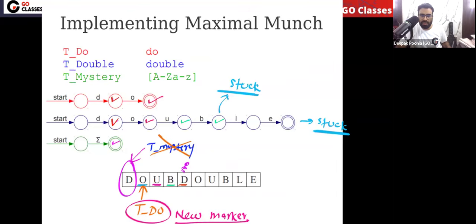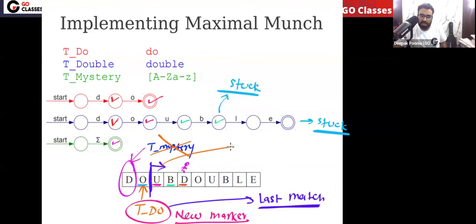So in this case, we just backtrack and go to the last match. This is the last match, so we generate a token here, this token TDO, and then we restart. Where will we restart? From this point. Is this clear? Very simple. At this point you will restart.